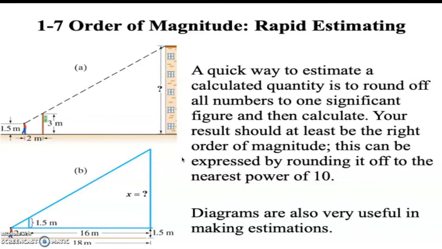calculate the value. Now your result should be at least to the right order of magnitude, and you want to round it off to the nearest power of 10. And though it's not actually an exact answer, it helps you understand what your answer should be like, so that when you do all the math, you can tell if your answer is going to be close or not. But again, rounding to 1 sig fig is easy to do.